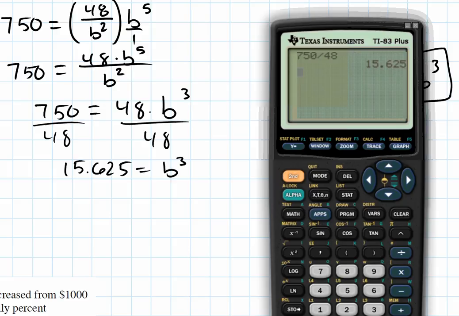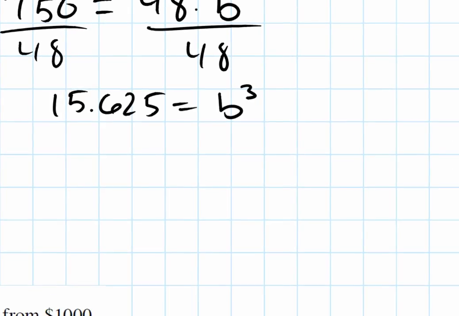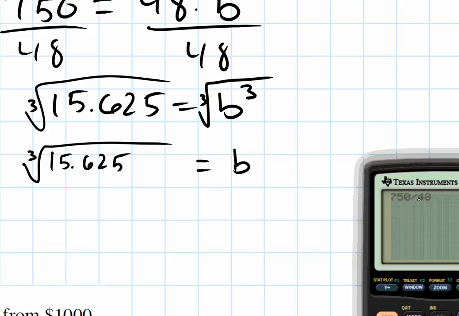Now if I wish to solve this for b, I'm going to use the cube root. You can see I'm cubing b to the third power. I can undo that by taking the cube root of both sides. So this becomes b, the cube root. If I take the cube root of the right-hand side and the cube root of the left-hand side, the cube root of b cubed is b. And over on the right-hand side, I have the cube root of 15.625. So I'm going to bring my calculator over to help me figure out what that is as well.